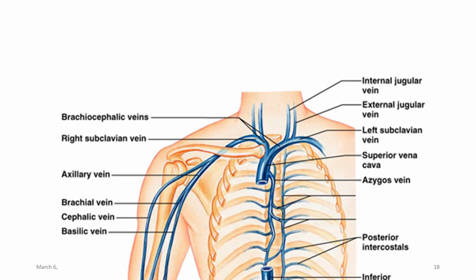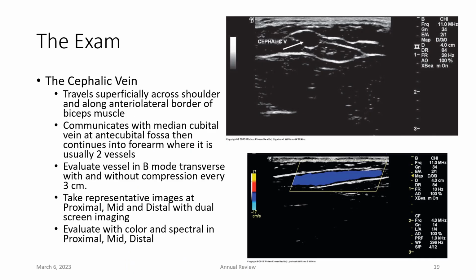Okay, then we know that our subclavian really is formed by the confluence of our axillary vein and our cephalic vein. So we're going to be looking at these veins next. So we're going to stick with the superficial vein, our cephalic vein. The cephalic vein travels superficially across the shoulder and along the anterior lateral of the biceps muscle. It communicates with the median cubital vein, as we discussed, with the basilic vein in that antecubital fossa.